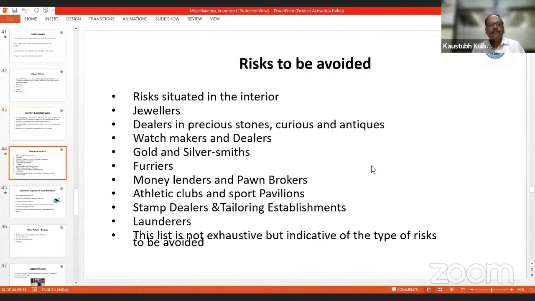Risks to be avoided. Which are the risks which the insurer has to avoid? Those situated in interior or remote places are to be avoided because the degree of hazard, the risk, is more. For jewelers, we are issuing separate jewelers block policies, and burglary policies are to be avoided. Dealers in precious stones, watchmakers, goldsmiths, silversmiths, furriers, moneylenders are certain risks which insurance companies tend to avoid for issuance of policy.